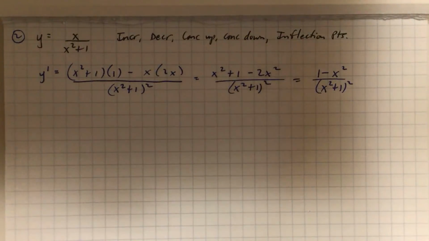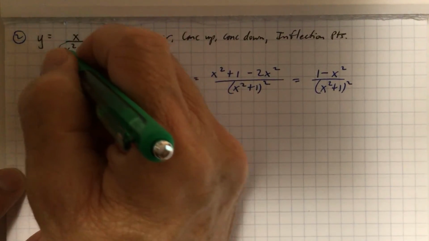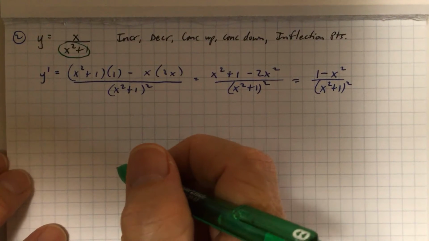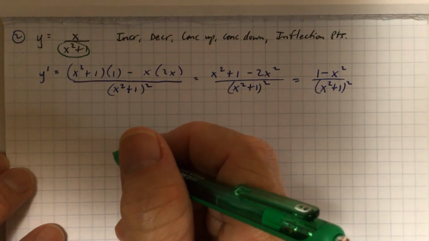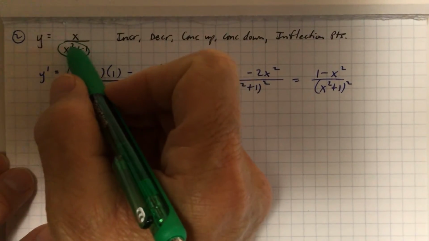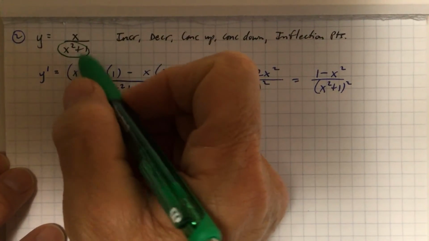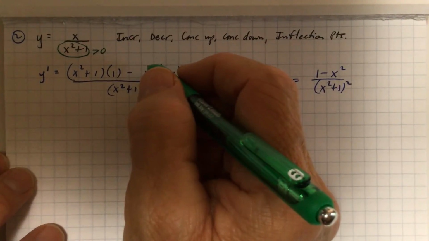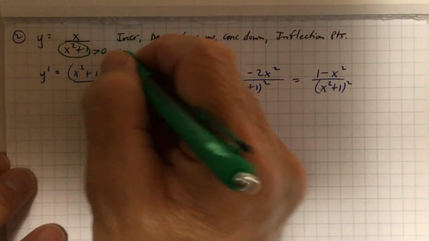One thing I didn't mention that I'll mention now is that we know the domain is all real numbers because this denominator, x squared plus 1, can only be as low as 1. If x is 0, then the denominator has a value of 1. And if x is any positive or negative number, squaring it and adding it to 1 will also make that a positive number. So the denominator is always positive. Y will always exist. The domain is all real numbers.